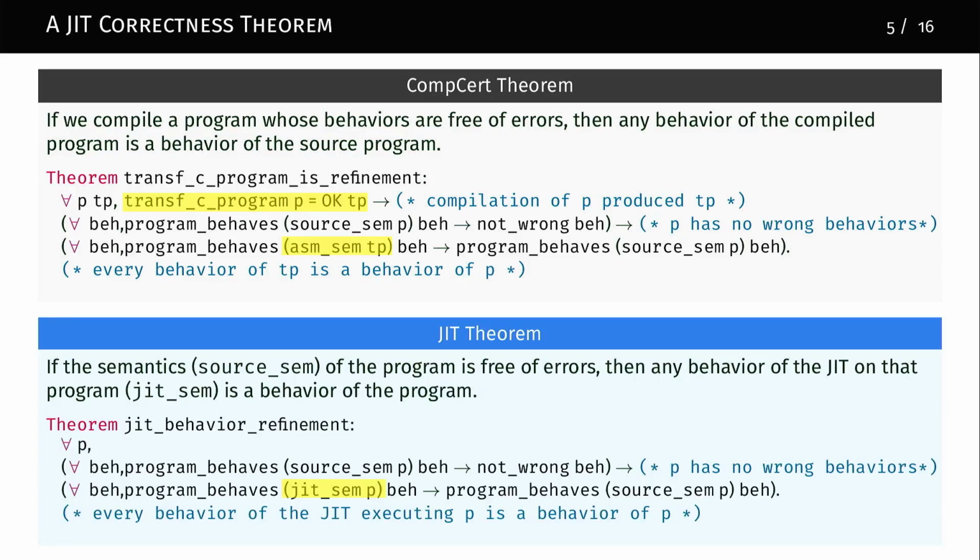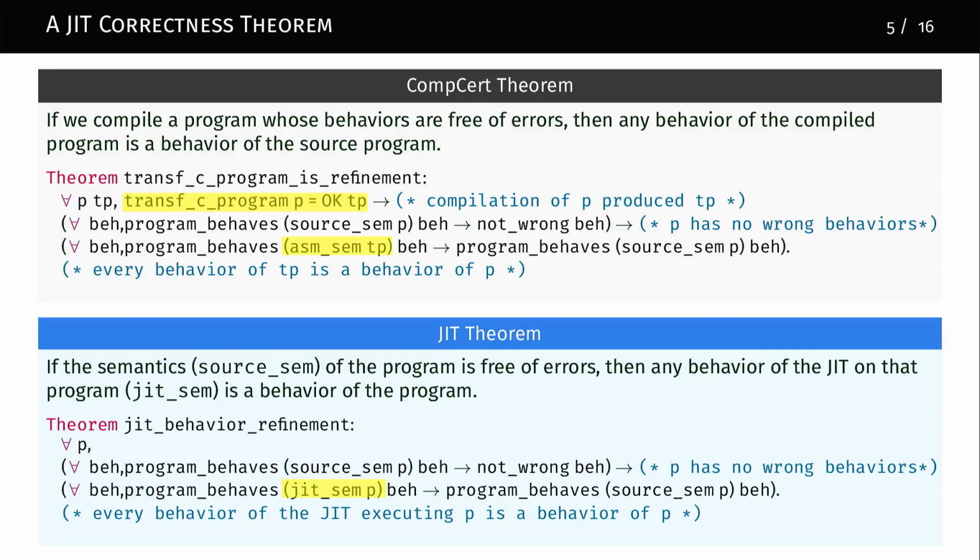Well, for a JIT, we can have something really similar. We can have this following theorem that says that for every program P that we want to execute with our JIT, if P has no wrong behaviors, then every behavior of the JIT executing P is also a behavior of P according to its semantics. So now the difference is we are no longer mentioning the static compilation inside the theorem, because compilation itself is going to happen in the JIT semantics because it's going to happen during execution.